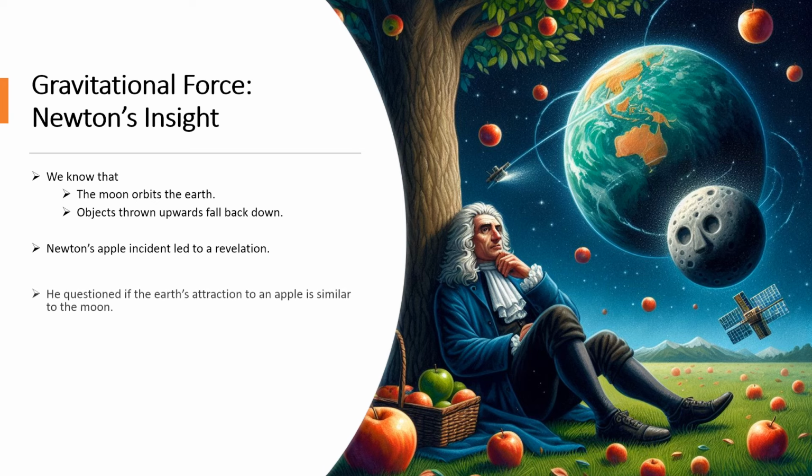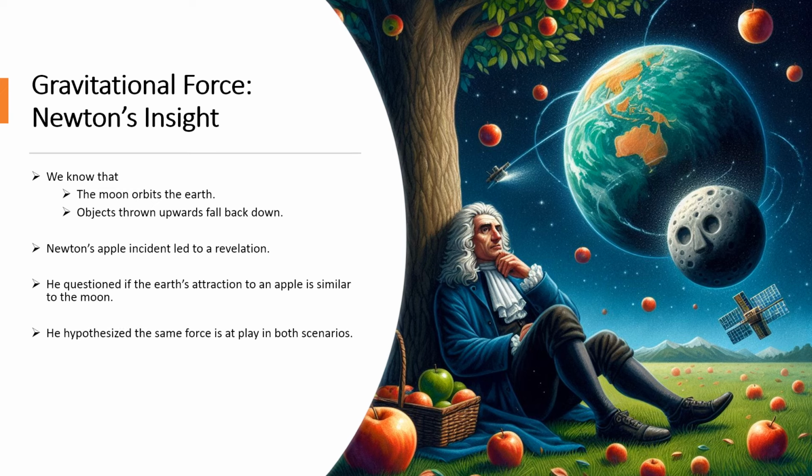What was that revelation? He questioned if the Earth's attraction to an apple is similar to that of the moon, because the apple fell down since it was attracted by the Earth. Does the same thing happen for the moon? Is the moon also getting attracted by the Earth? He started questioning himself. He hypothesized that the same force is at play in both scenarios: the force between the apple and Earth must be the same force between the moon and the Earth.